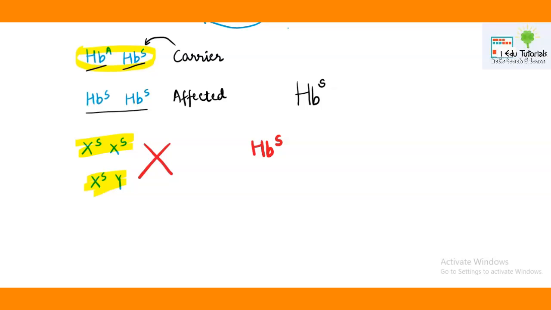So, if the affected individual is a female, then we will be writing HbS, HbS. If the affected individual is male, then also we will be using the same genotype. If they are talking about a carrier, then you have to use one normal allele and one affected allele. So, irrespective of sex, for the carriers, we have to use this genotype.